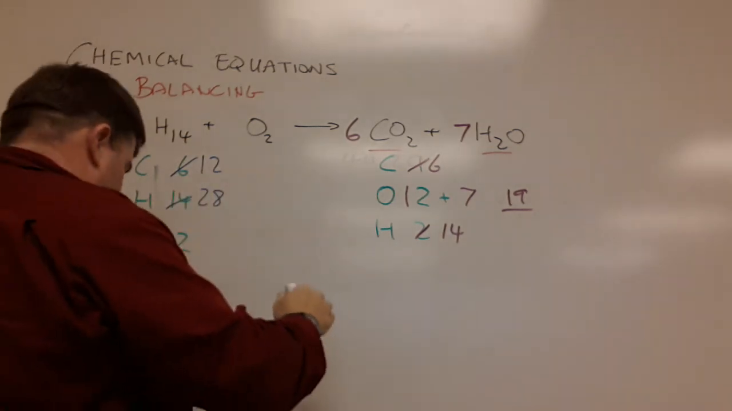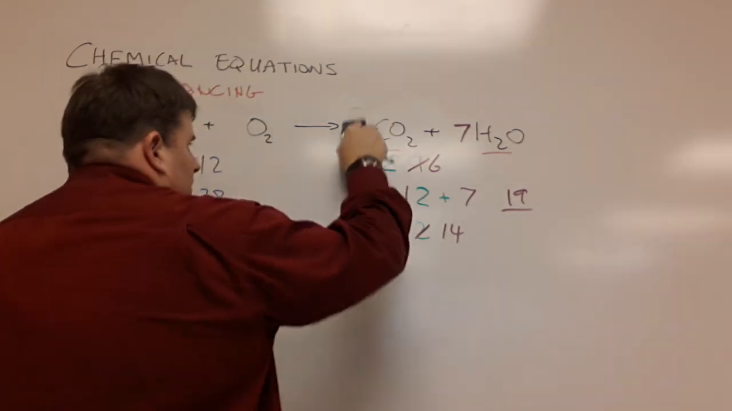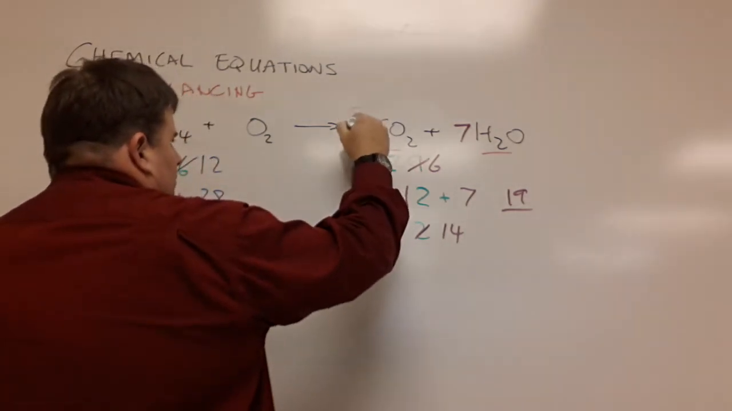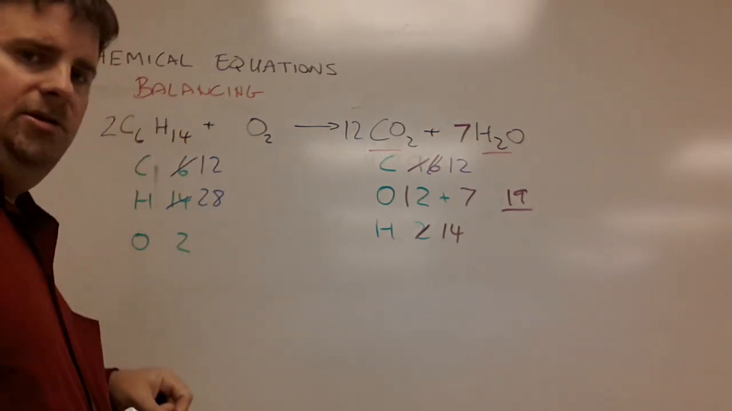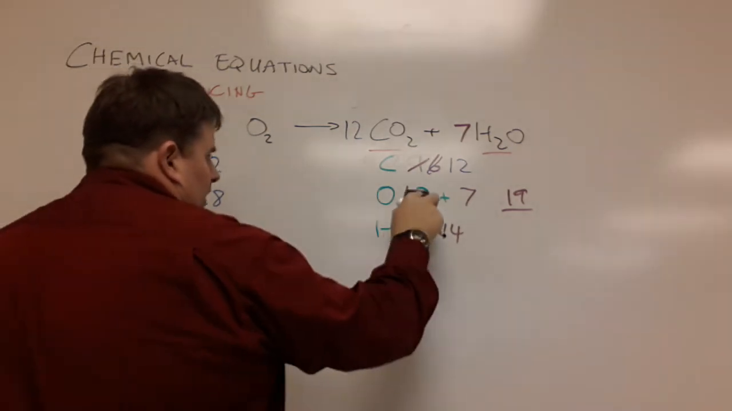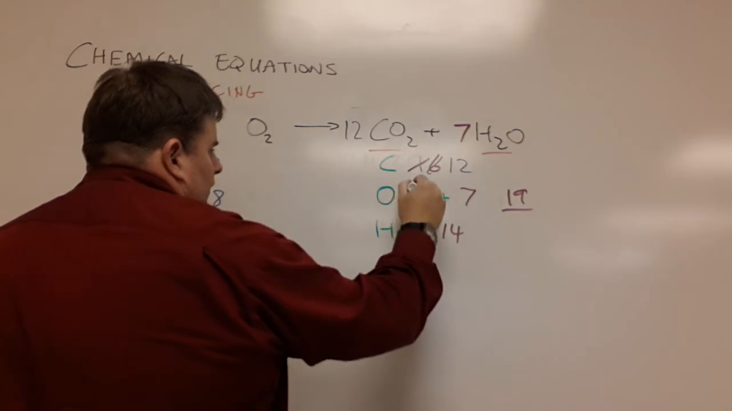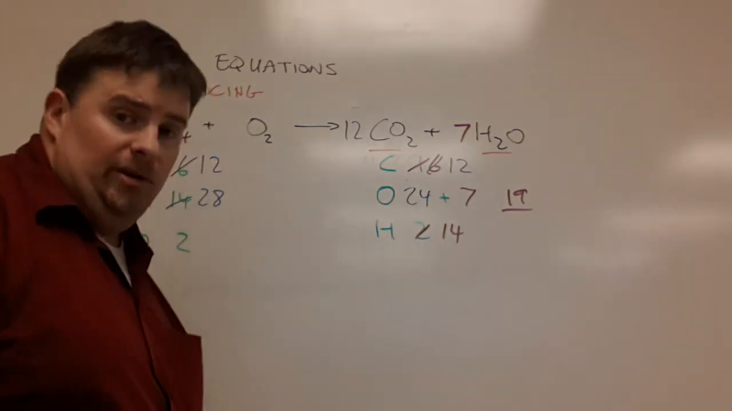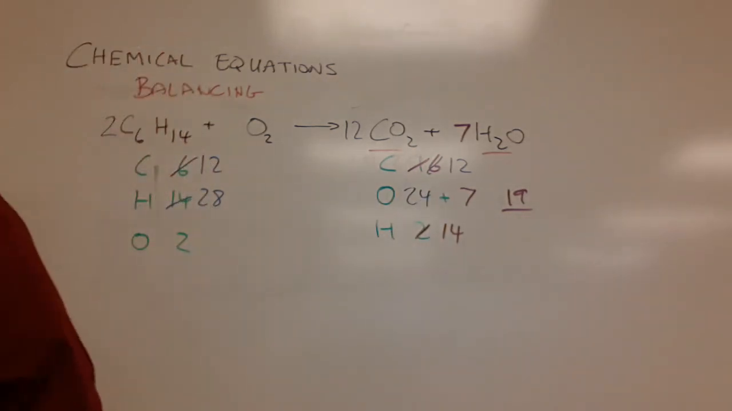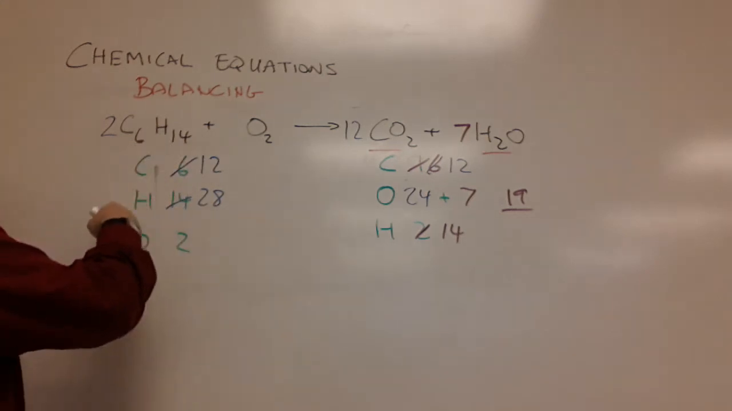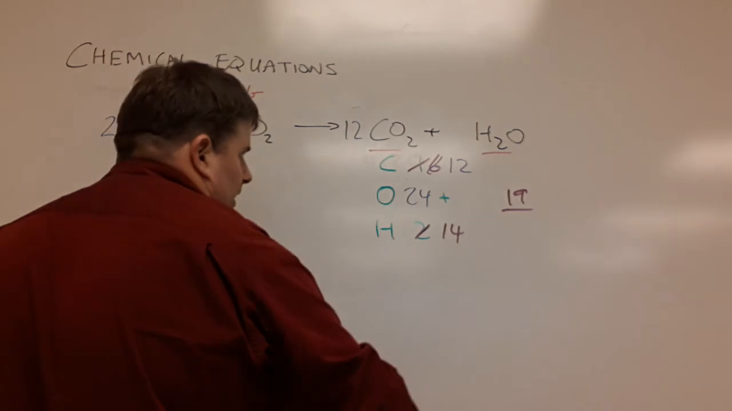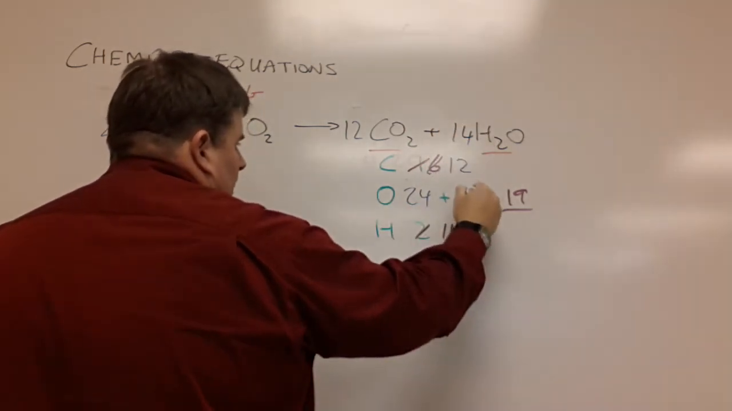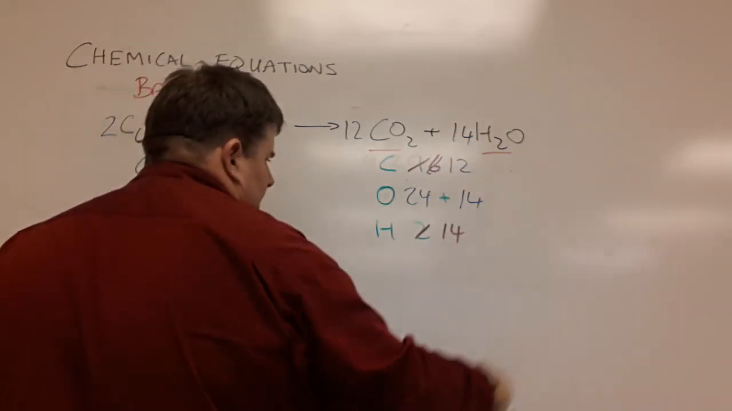Which means that now I've got to change this 6. Now I'm going to change it to 12. So now I've got 12 carbons. Change the number of oxygens that I've got to 24. Wow, I've got a lot of atoms coming at us at this point. All right? But at this point, because I changed the hydrogens to 28, I changed this 7 to a 14. And now I've got an even number in the case of 38.